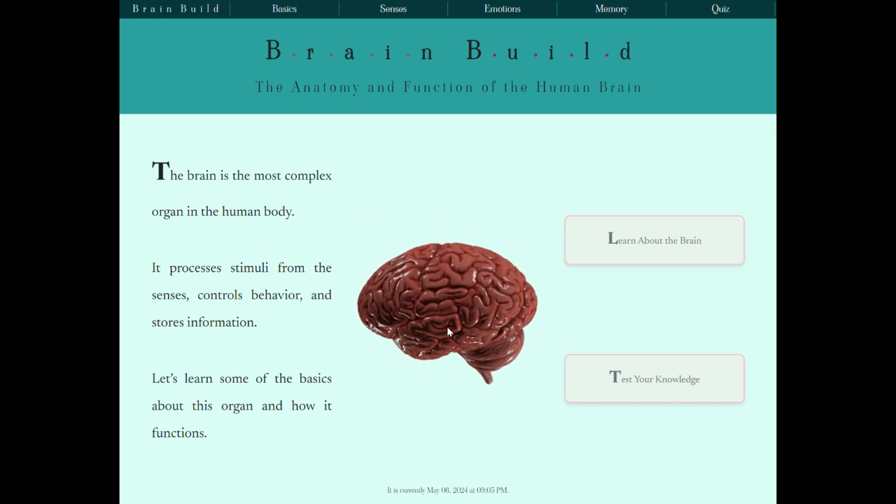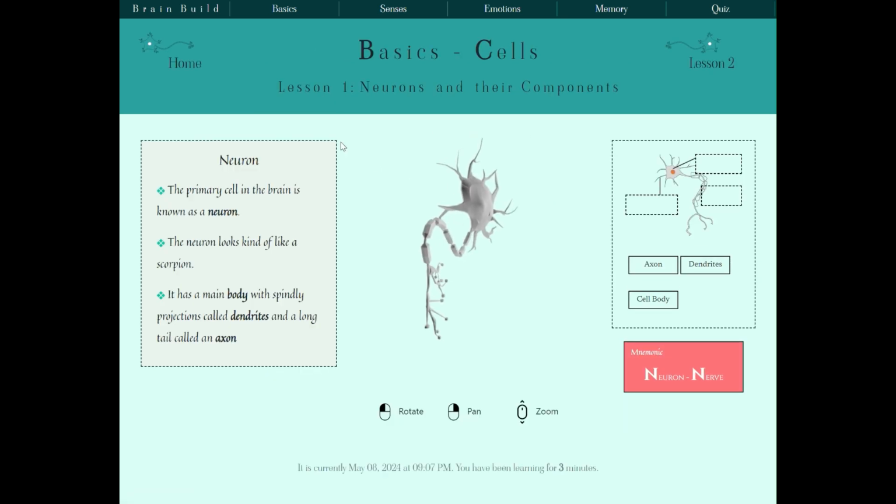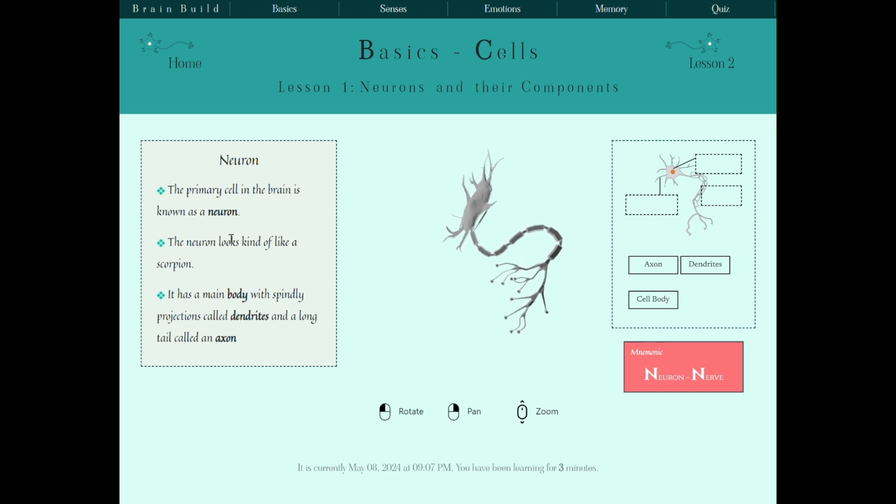Okay, we've got the model here. Okay, learn about the brain. Basic cells. Lesson 1, neurons and their components. This is the primary cell in the brain known as a neuron. The neuron looks kind of like a scorpion, which it does. It has a main body with spindly projections called dendrites and a long tail called an axon.